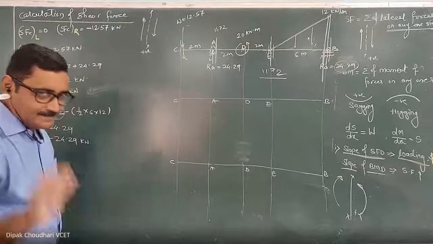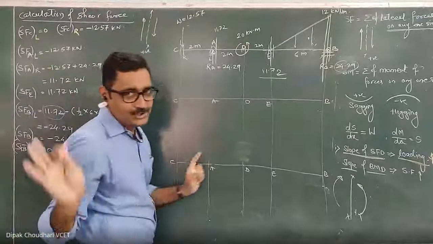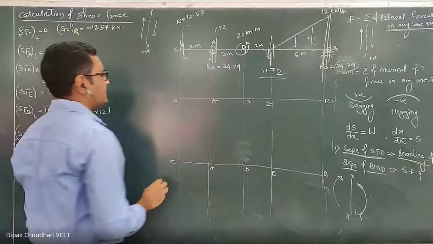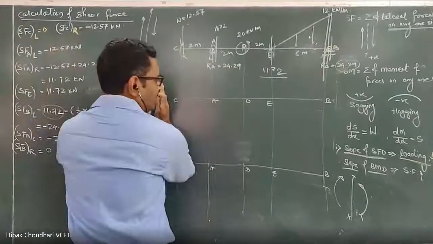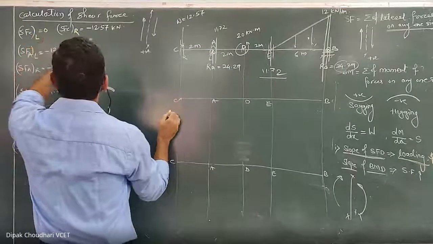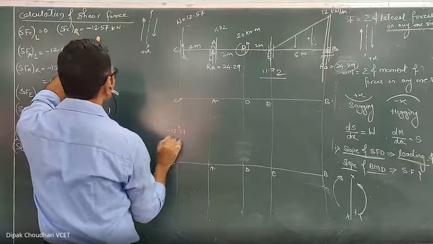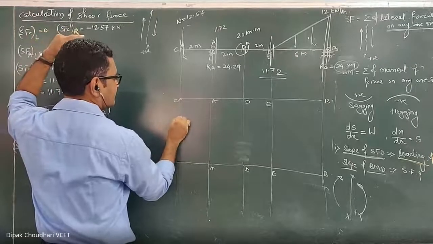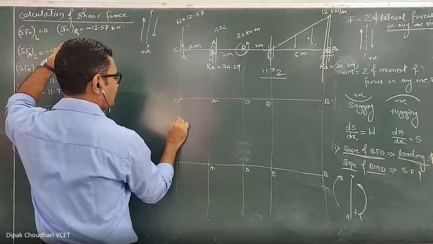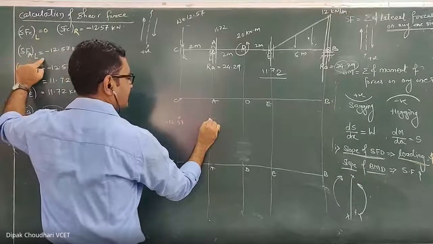Okay, here listen carefully. I'll first mark all these points and then I'll join. Proportionately, let's mark all the points. Here, C left, let's start from left to right. Okay, so C on left it is 0. Then it is minus 12.57. Minus 12.57. Now at point A, left, minus 12.57.